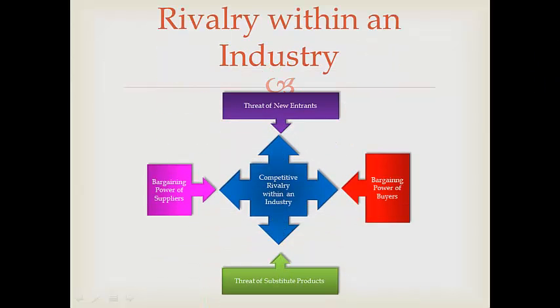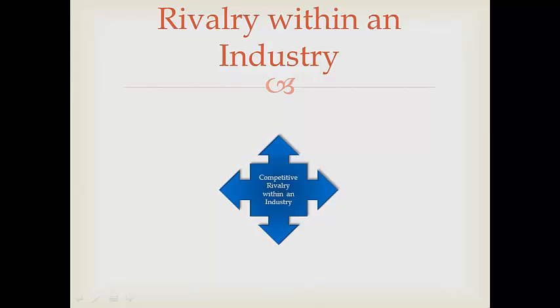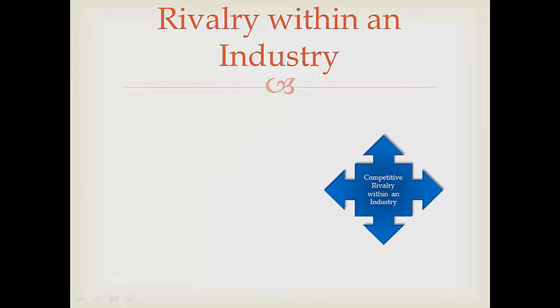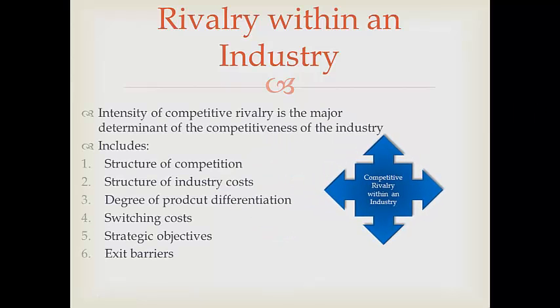The final force that we will be discussing today is rivalry within an industry. Competitive rivalry in an industry is the major determinant of the competitiveness of the industry. This includes the structure of the competition, the structure of the industry costs, the degree of product differentiation, switching costs, strategic objectives, and the exit barriers.